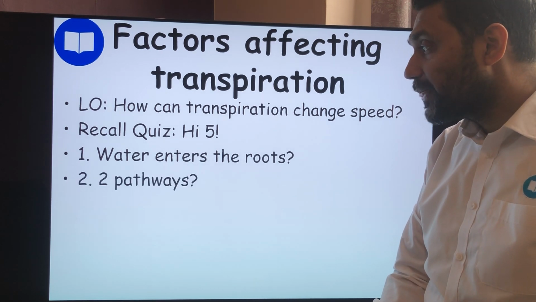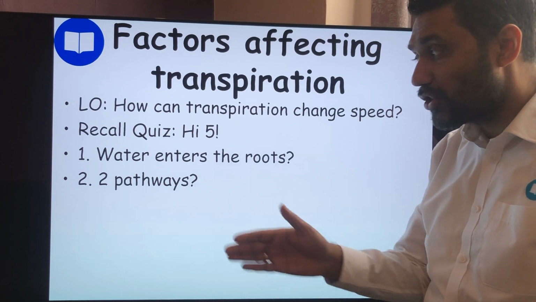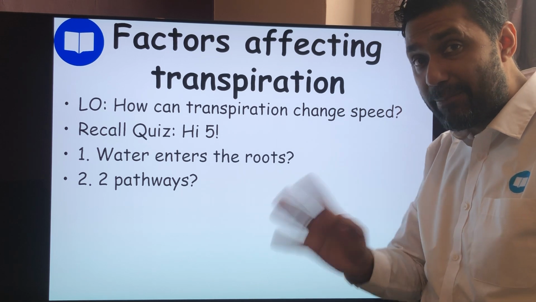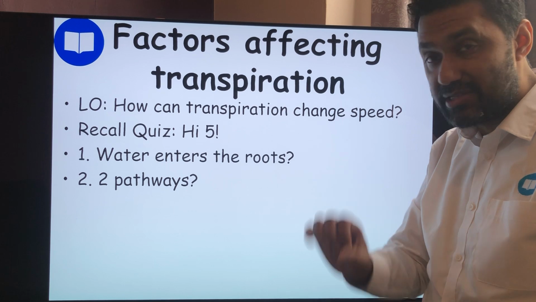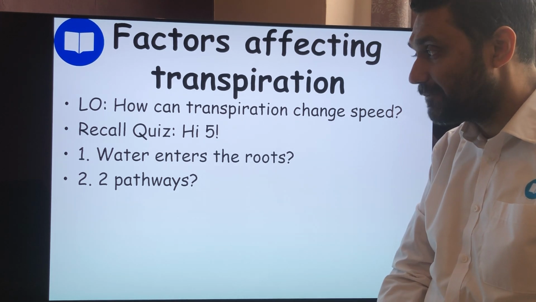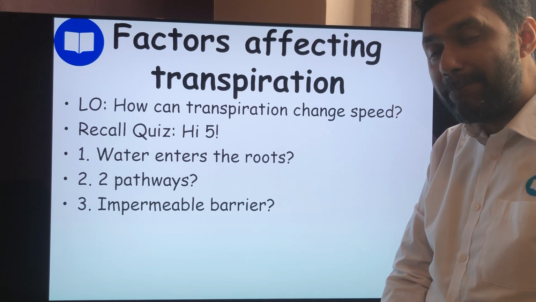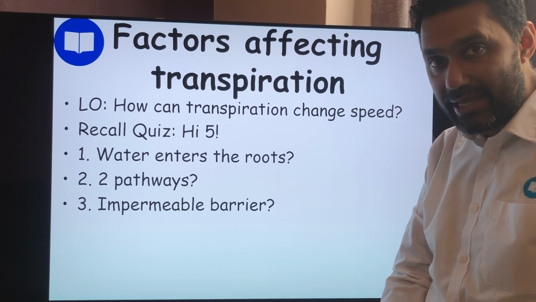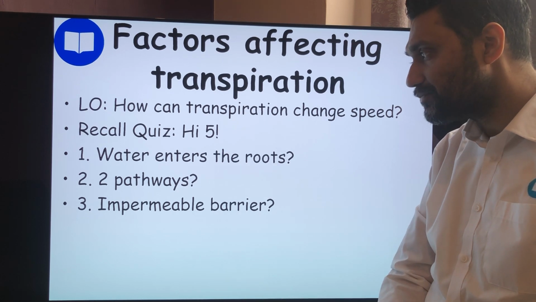Question 2, what are the 2 pathways that water can transfer through the cortex? Now remember, when it gets to the root hair cells, through the epidermis, the epidermal layer, then it goes into the middle section called the cortex. Now what 2 pathways can that water take? Question 3, what is the name of that impermeable barrier in the endodermis, the endodermal layer, the one on the inner bit, just before we get to the xylem?